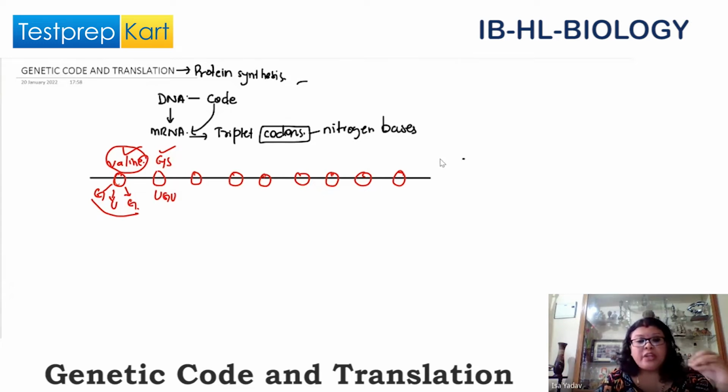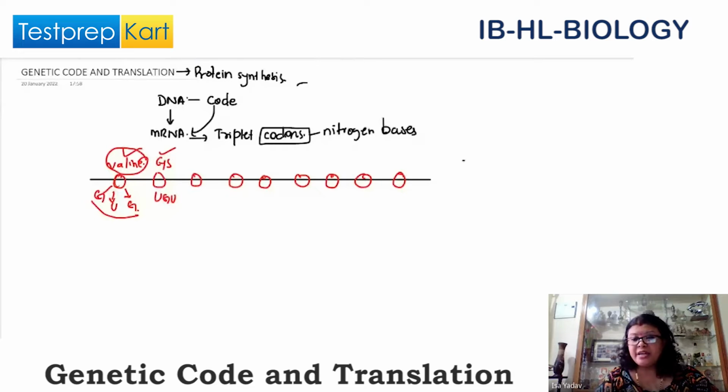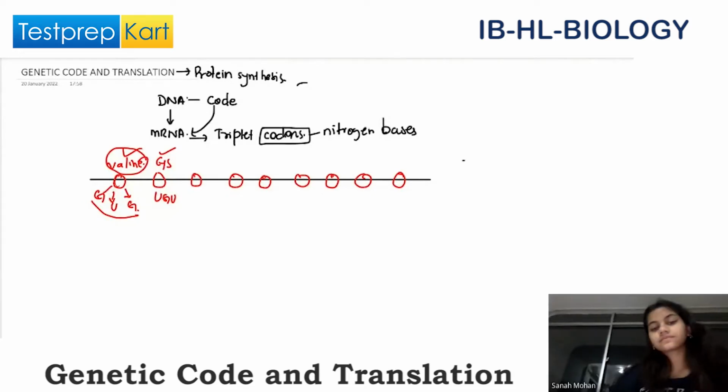So every protein will have a different sequence of amino acids. Every protein will have valine, cysteine, but the position of the amino acid there differs from one protein to the other. Have you understood this, Sana? Any doubt here? Because this is very important. You need to understand the sequence of amino acids.